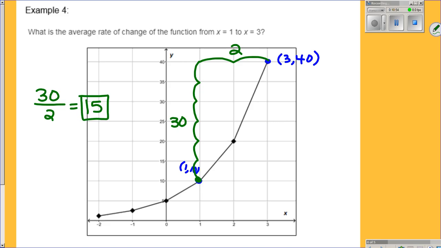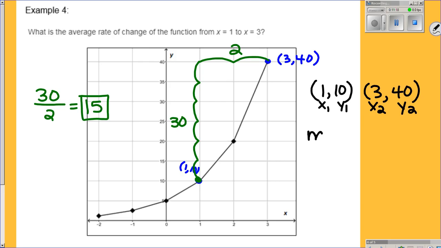I'm going to also show you how you could use your formula. So if you wanted to use the formula instead, we have the points (1, 10) and (3, 40). Remember the first coordinate in the first ordered pair is an x, so we call that x1, y1, x2, y2. To find change, we always subtract, so we take the latest number, the y2, and we subtract the y1. So 40 minus 10 over 3 minus 1.